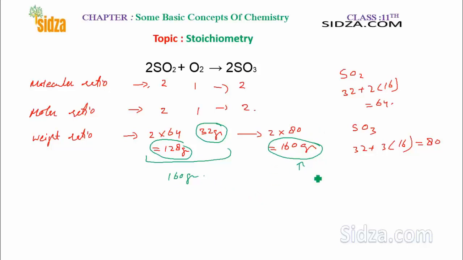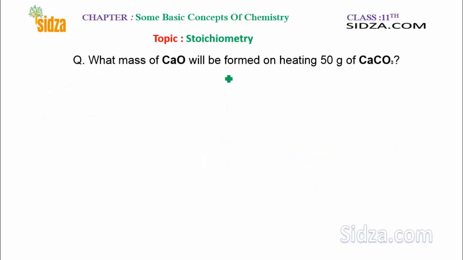Now let's do some numericals on stoichiometry. What mass of calcium oxide will be formed on heating 50 grams of calcium carbonate? So let's write the equation. Calcium carbonate, when you heat it, decomposes into calcium oxide plus carbon dioxide gas. Calcium carbonate is solid, calcium oxide is also solid. So when you heat it, you get carbon dioxide. And now this is a balanced equation.